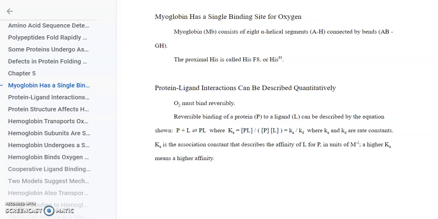Myoglobin has a single binding site for oxygen. Myoglobin, MB, consists of 8 alpha helical segments, A through H, connected by bends, AB through GH. The proximal histidine is called histidine F8, or histidine 93.